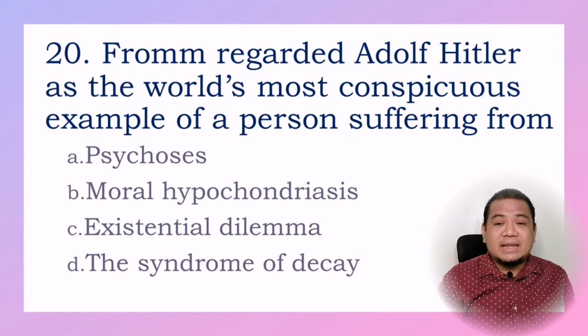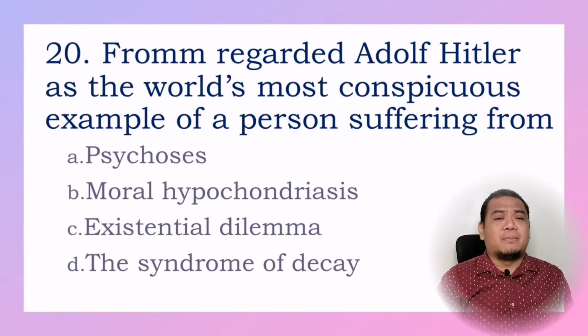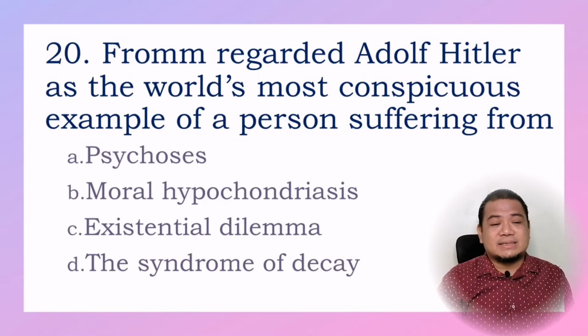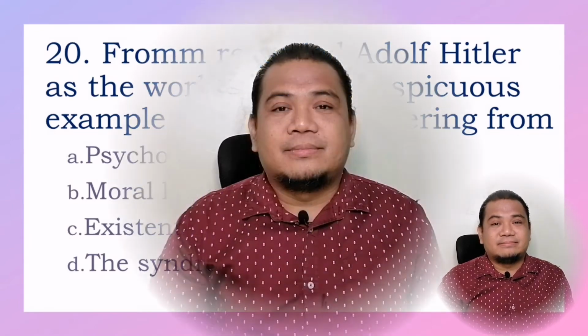And number 20. Fromm regarded Adolf Hitler as the world's most famous conspicuous example of a person suffering from: A. Psychosis. B. Moral hypochondriasis. C. Existential dilemma. Or D. The syndrome of decay.